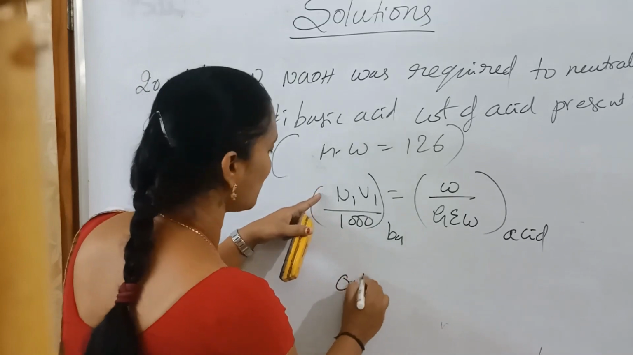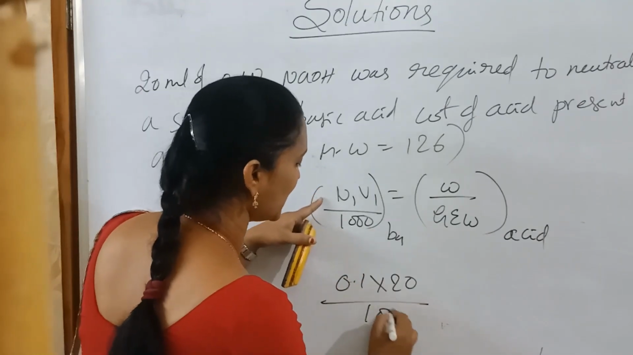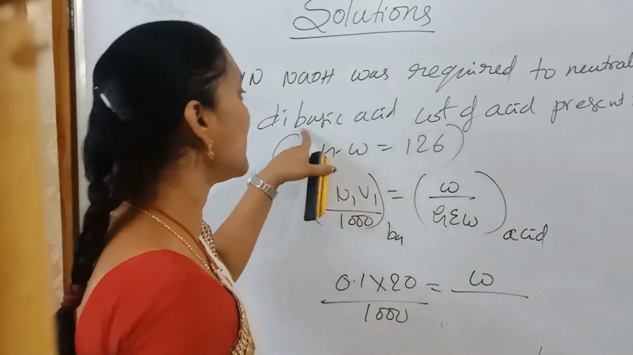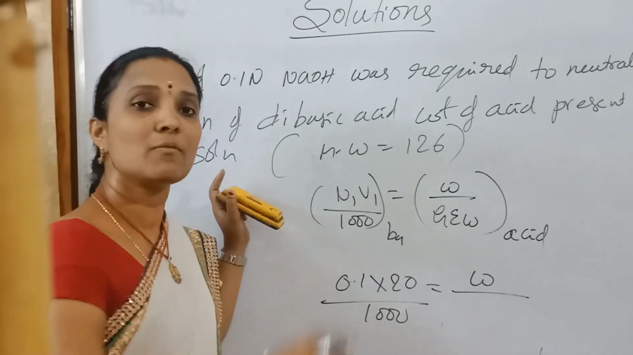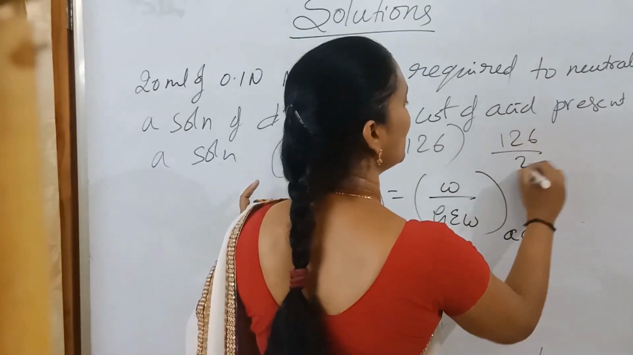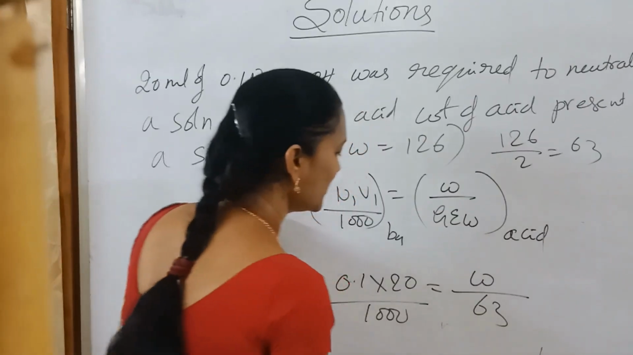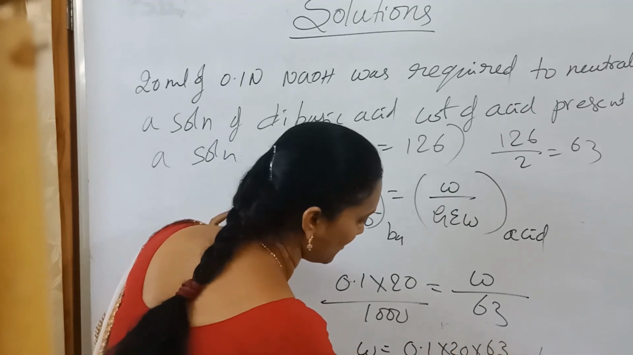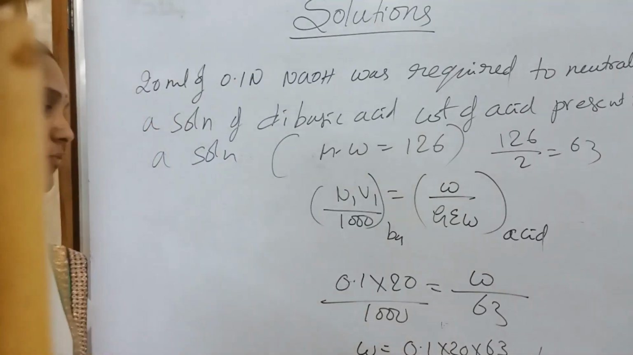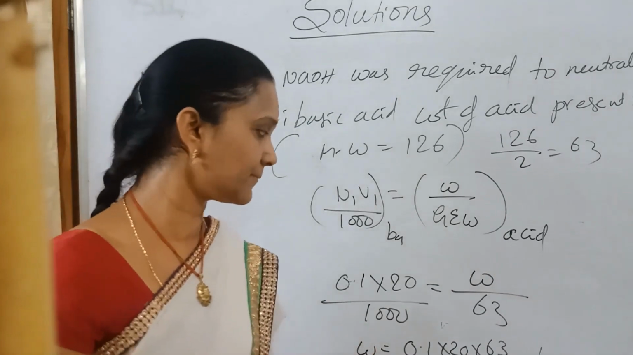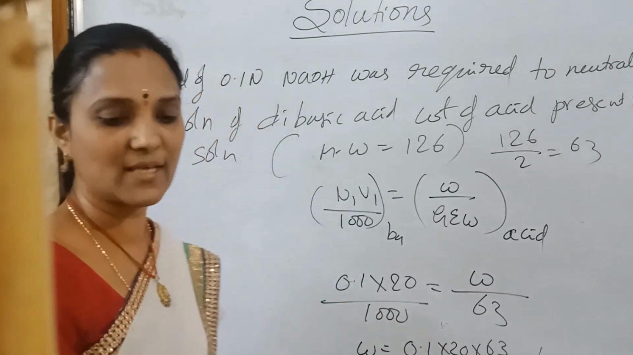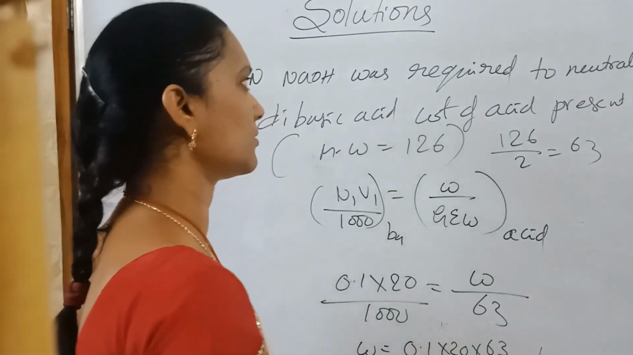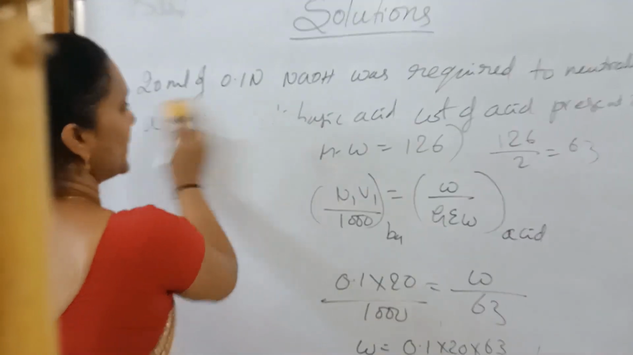What is the normality? 0.1. What is the volume? 20 by 1000, equal to the weight they are asking. What is the equivalent weight? Molecular mass 126, and it is a dibasic acid, so 126 by 2, that is 63. So weight is equal to 0.1 into 20 into 63 by 1000. This is the weight of acid. So how much are we getting? 0.126. Okay, simplify this one. So next problem.